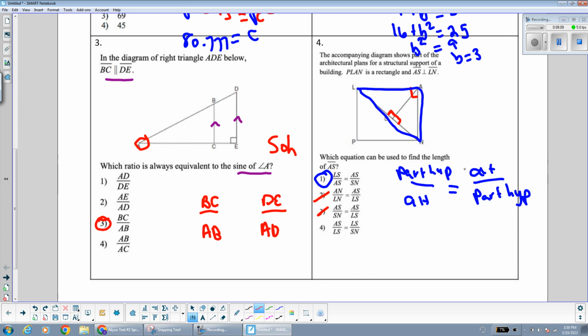The altitude is the mean proportional. So the altitude is what should be multiplied by itself and written twice, and that would be AS. But AS is not written twice here, so that's not correctly set up. So number 1 is the only one that has a correctly set up proportion, a correctly set up altitude rule.